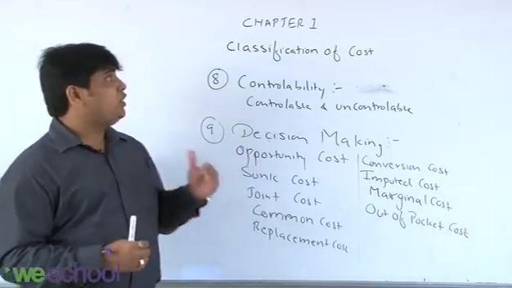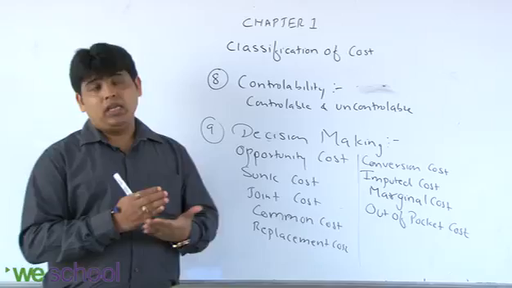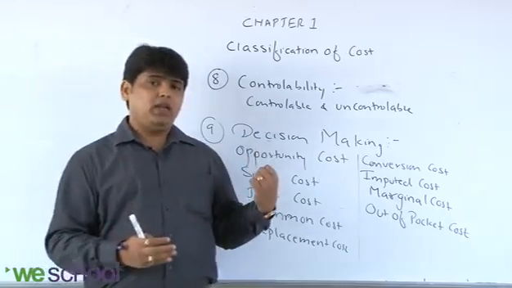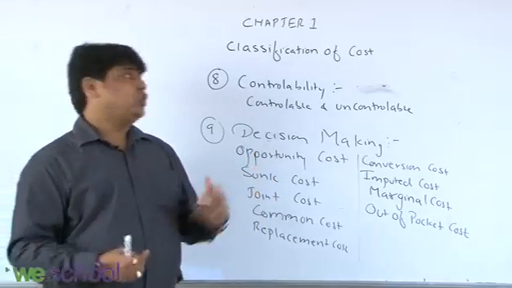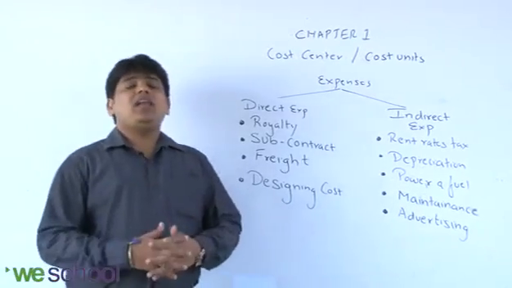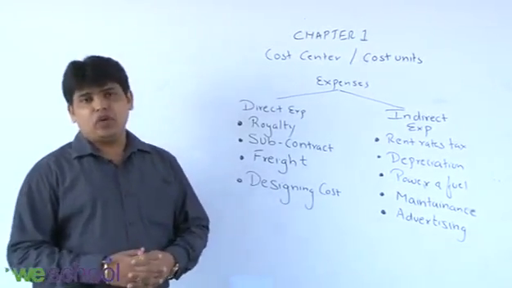So I completed with you the first part of chapter 1. Chapter 1 is divided into 3 parts: 1A, 1B, 1C. So we'll be moving on to the next part now. We are already familiar with all types of classification of cost.